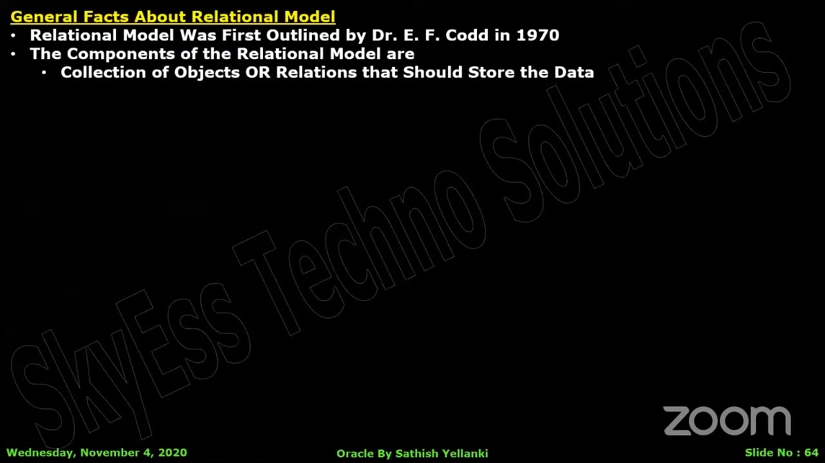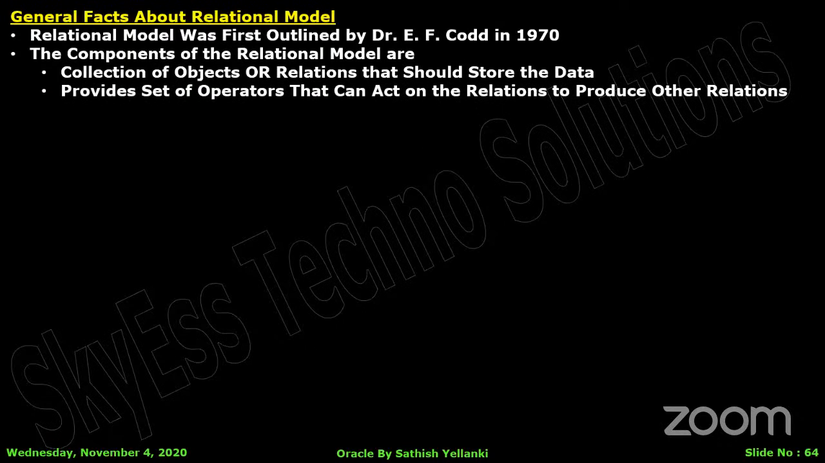The first thing is you are collecting the total amount of data for storage in the form of objects, where these objects are called either tables, indexes, whatever you call them, but anything in this model should be in the form of objects or relations that have the ability to store your data. Every relational model software will provide you a set of operators that can act upon the relations to produce another relation. It means these operators will operate on the data to produce the next level of data that you need.